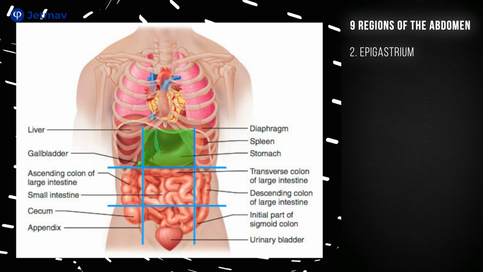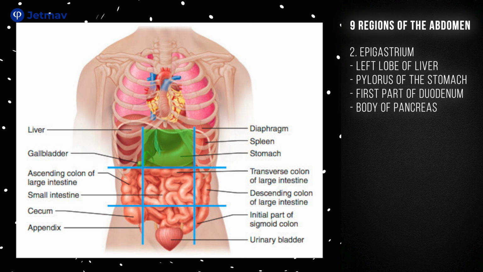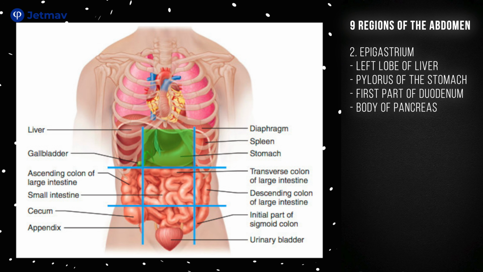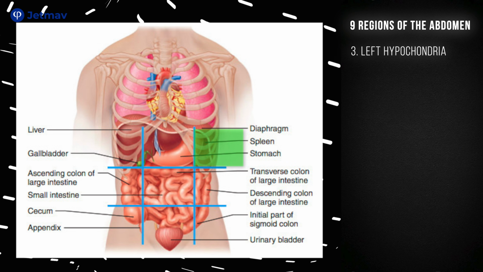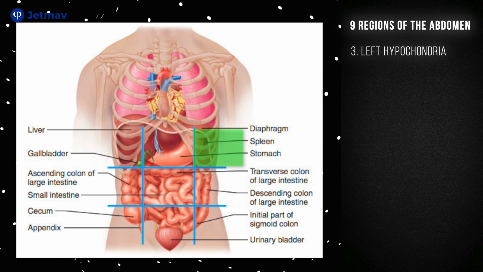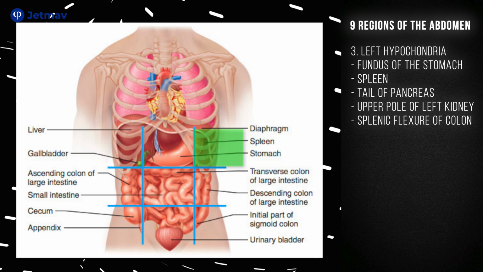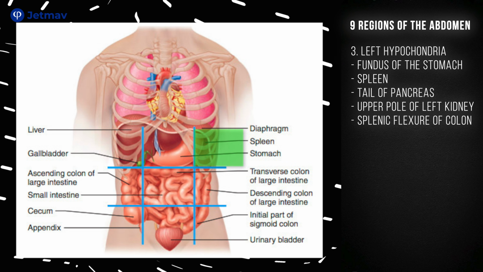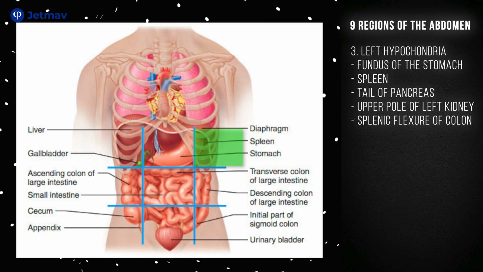Then we also have the epigastric region, which is at the middle, just below the sternum. It houses the left lobe of the liver, the pylorus of the stomach, the first part of the duodenum, and also the body of the pancreas. Then we also have the left hypochondriac region, which is located at the upper left under the ribs. The main organs it contains include the fundus of the stomach, the spleen, the tail of the pancreas, the upper pole of the left kidney, and the splenic flexure of the colon.